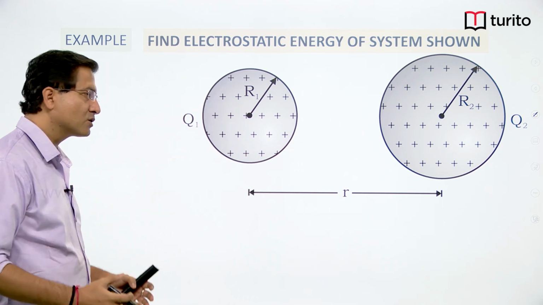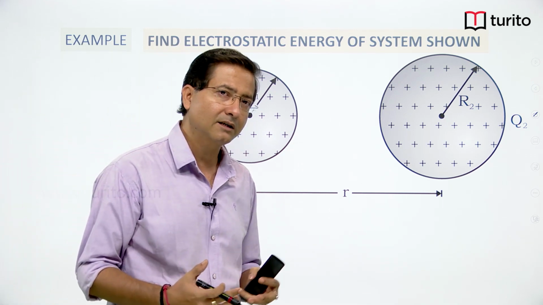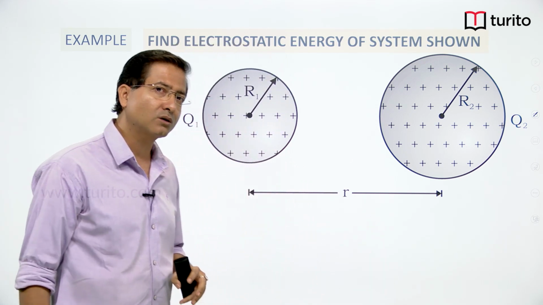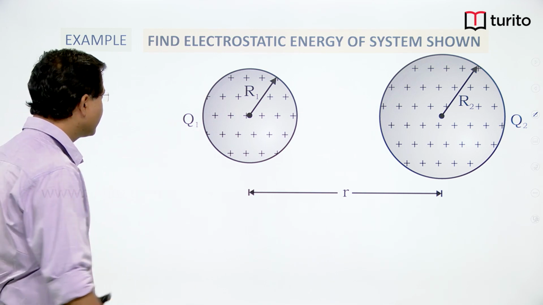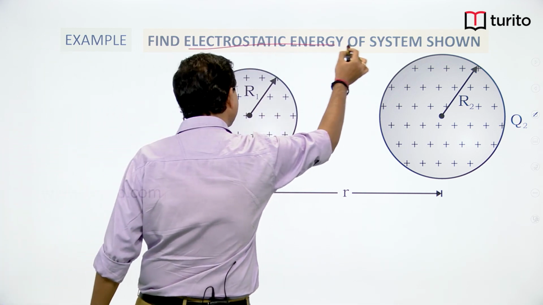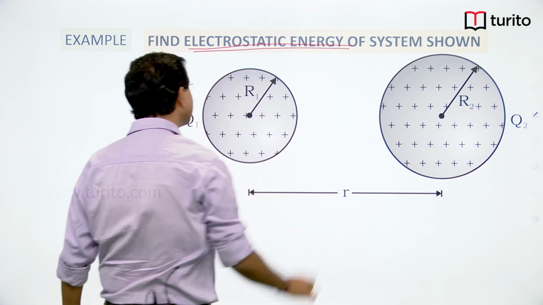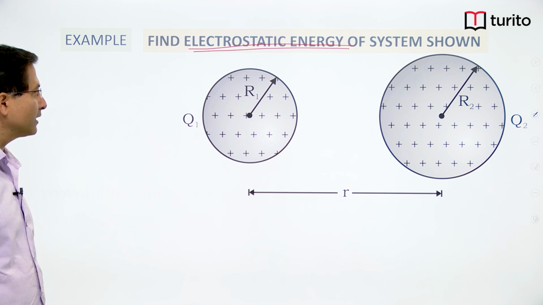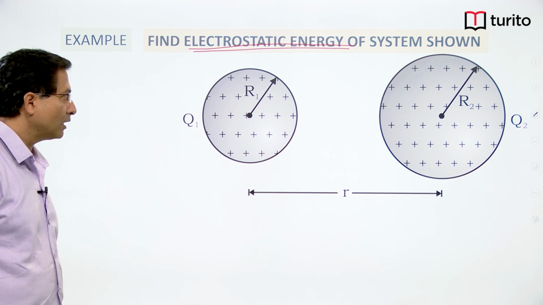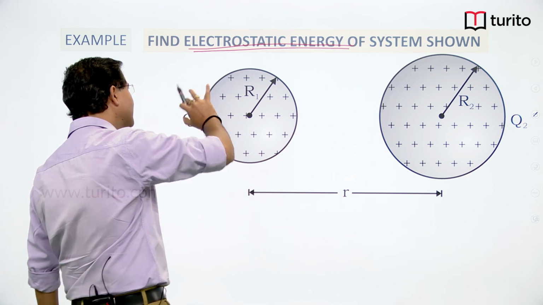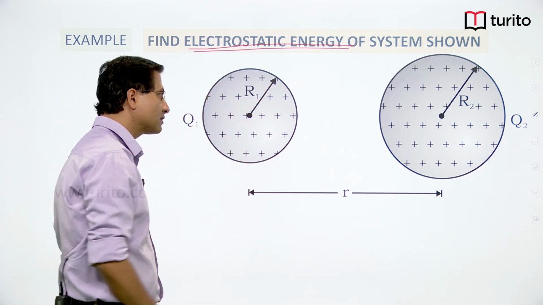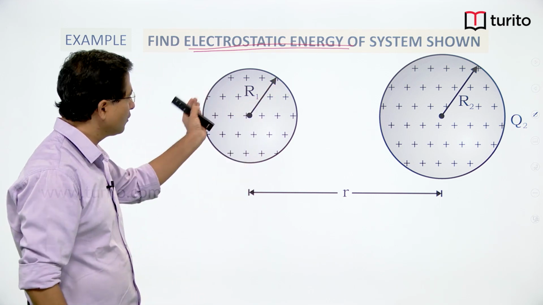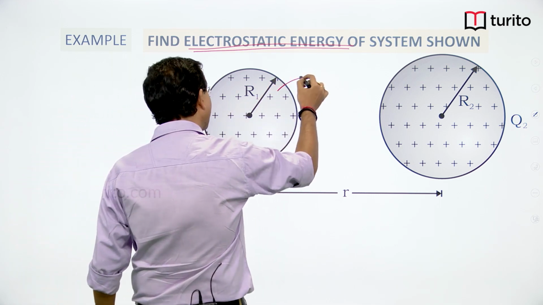If I ask what is the work done by an external agent to make this system, or what is the total potential energy associated with the system, the electrostatic energy associated with the system, how much energy is associated with the system? What we can do? As you can see, while forming this system, while forming only this sphere, you require how much energy?